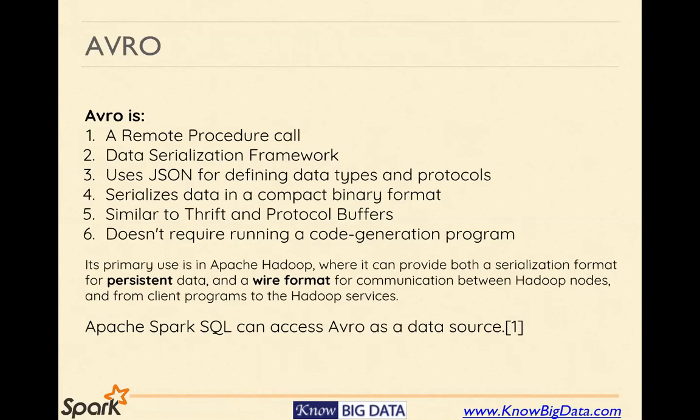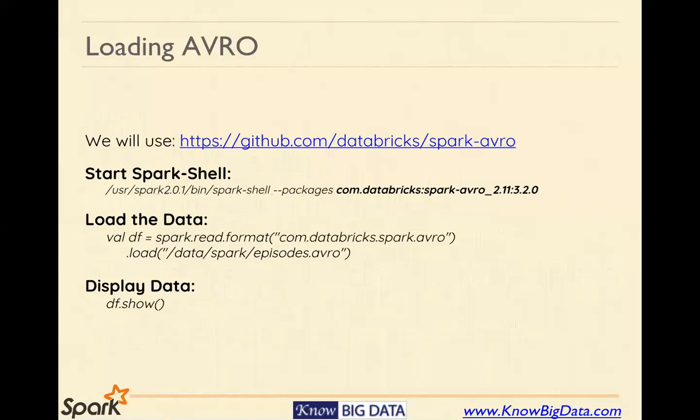While it saves the data, it converts the data into a binary format, which is very compact, and it does not require a third-party code generation step. You basically specify the header, the names of the attributes, data types, and everything in JSON format.